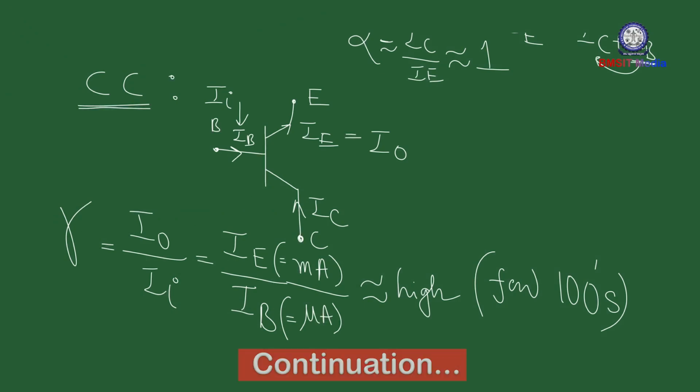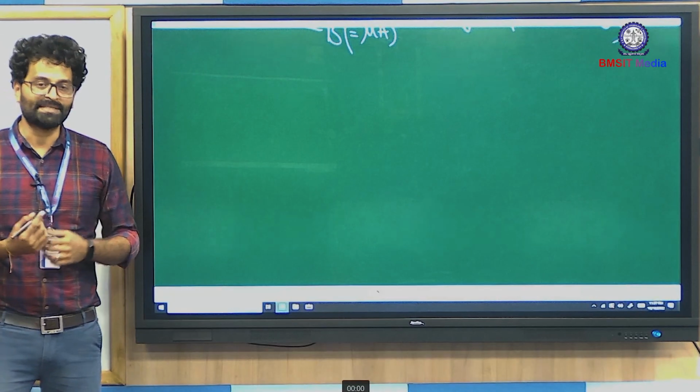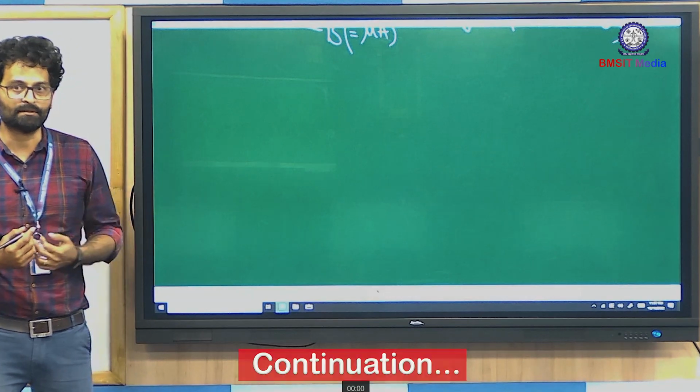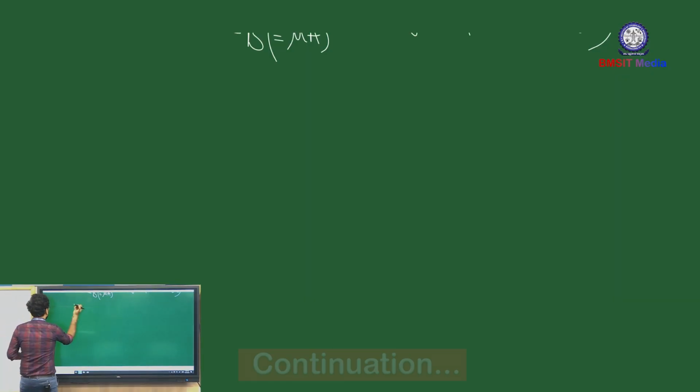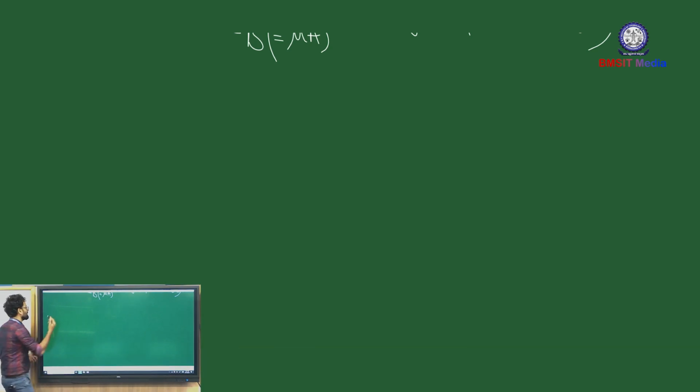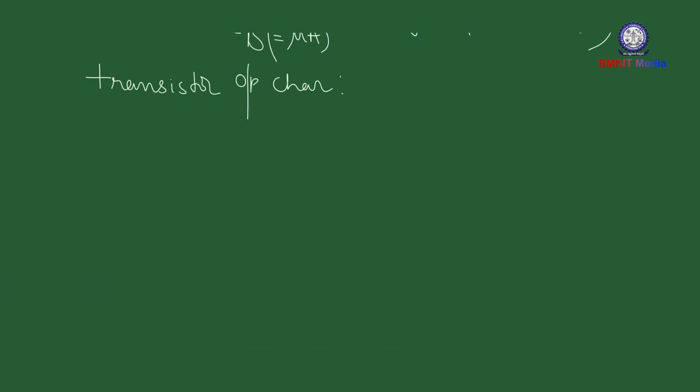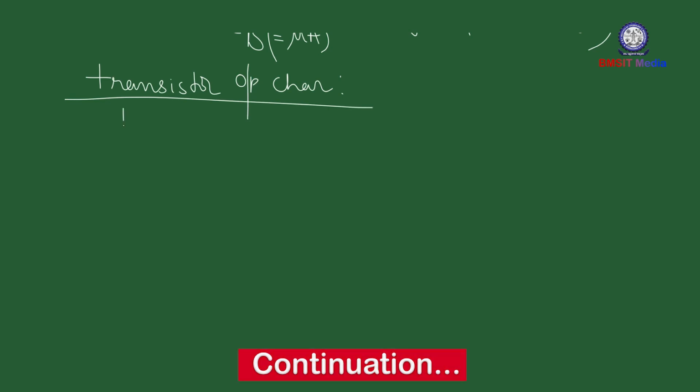Operating point is basically found in the transistor output characteristic. So to talk about operating point, we should have the transistor output characteristics, right? First let me draw typical transistor output characteristics. The transistor output characteristics can be obtained from the data sheet. So it is mentioned in the data sheet.